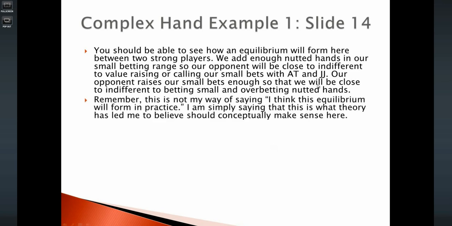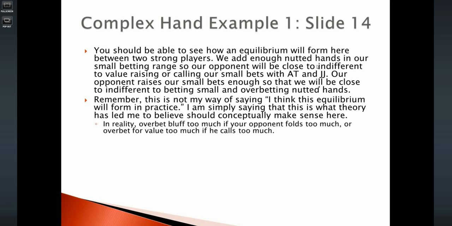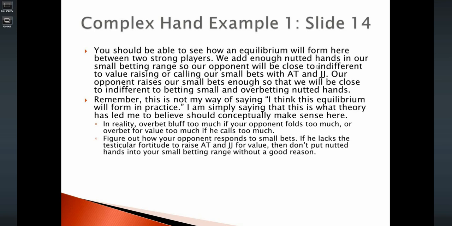Remember, this is not my way of saying I think this equilibrium will form in practice. I am simply saying that this is what theory has led me to believe should conceptually make sense here. In reality, overbet bluff too much if your opponent folds too much, or overbet for value too much if he calls too much. Figure out how your opponent responds to small bets. If he lacks the testicular fortitude to raise ace 10 and jacks for value, then don't put nutted hands in your small betting range without a good reason.